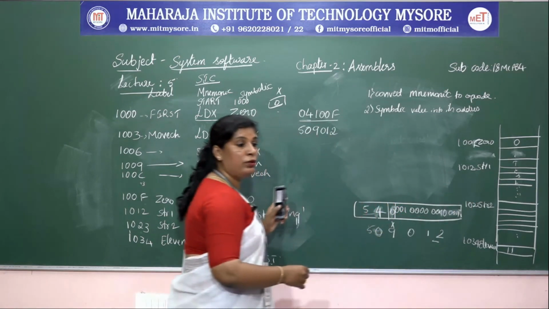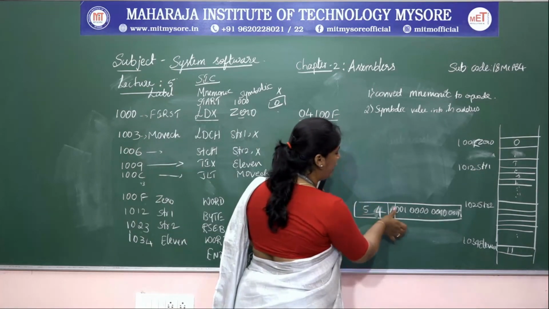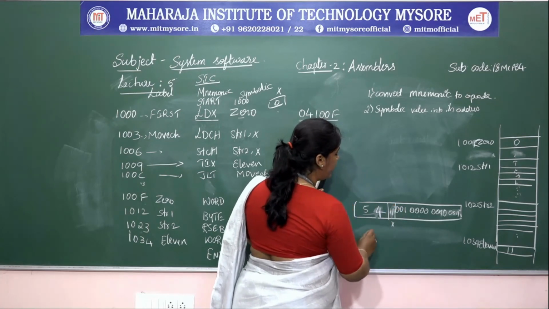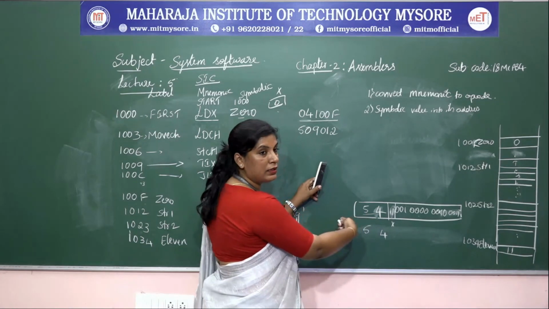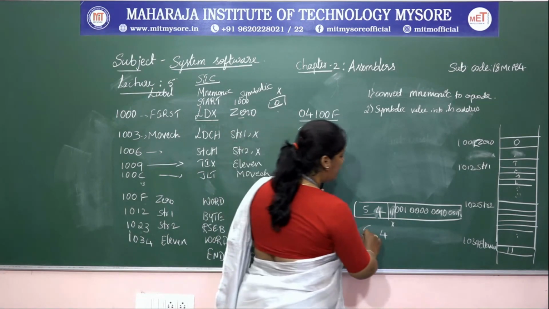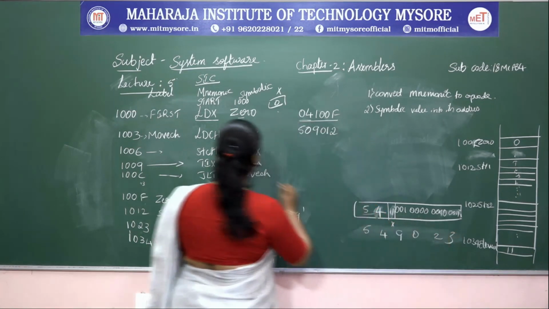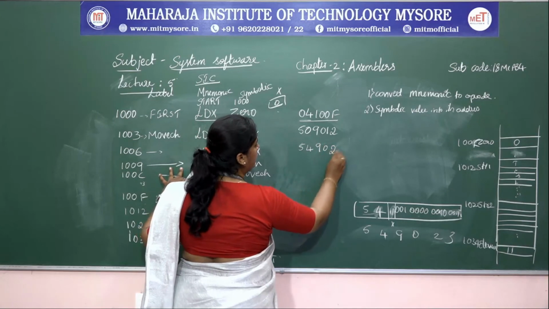1023. To get this one, since it is the index register value, it should be 1 only. So to get the one, get this 54. I have directly written the hexadecimal code here. So the object code for this instruction is 549023.